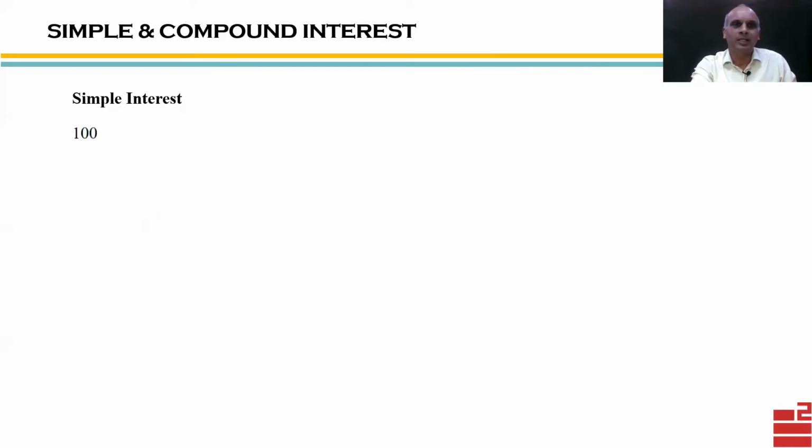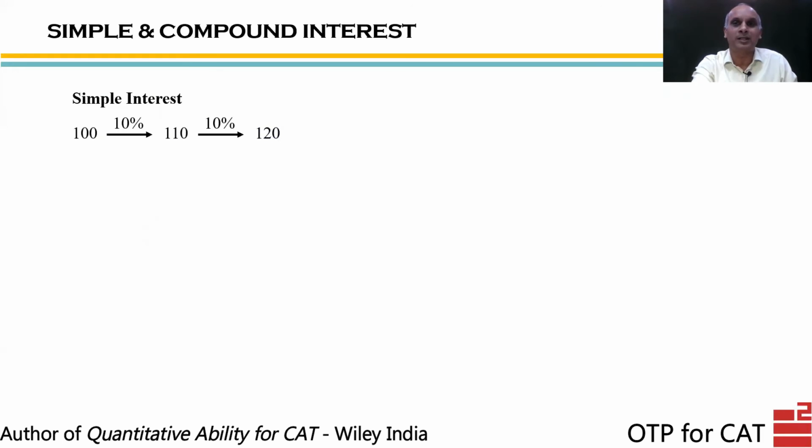In the case of simple interest, suppose we start with 100 rupees, which grows by 10%. It means the simple interest rate offered is 10%. So the amount at the end of first year will be 110 rupees. Next year again I get 10%. So what will I get? Obviously I'll get 120 rupees. Remember, it's a case of simple interest. It is not compound interest.